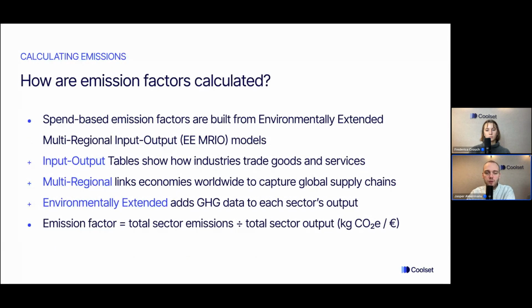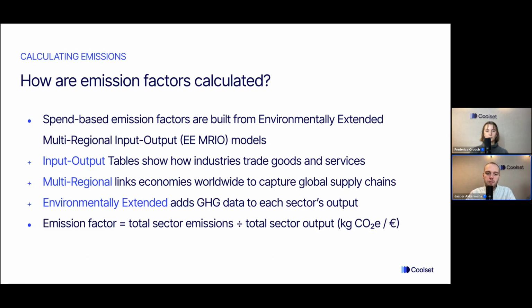For example, in the CoolSat database, we have over 15,000 spend-based emission factors, and it is interesting to know where they come from. Essentially, the methodology for calculating them is a bit of a tongue twister: the environmentally extended multi-regional input-output models. In short, they're called the EEMRIO models. And they're based on three things that are combined.